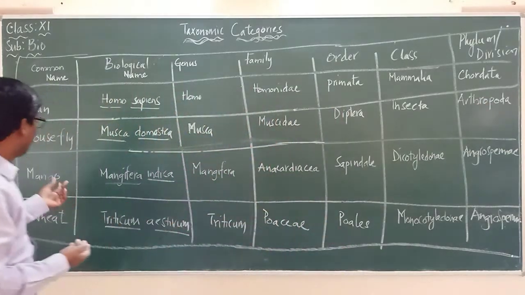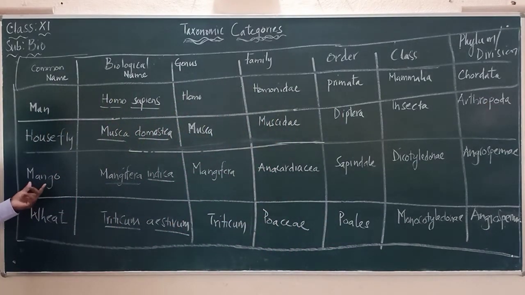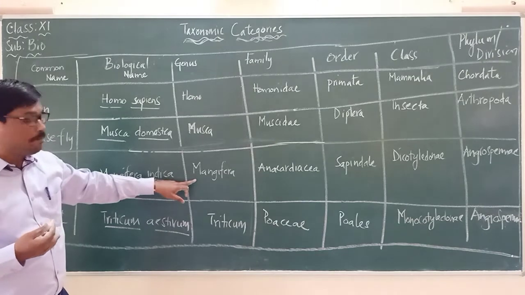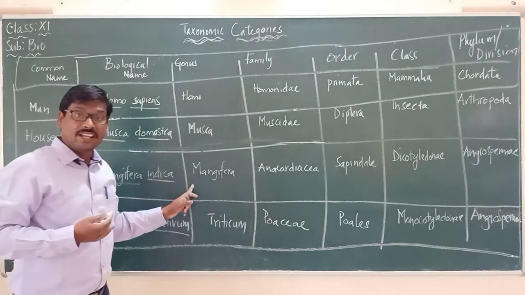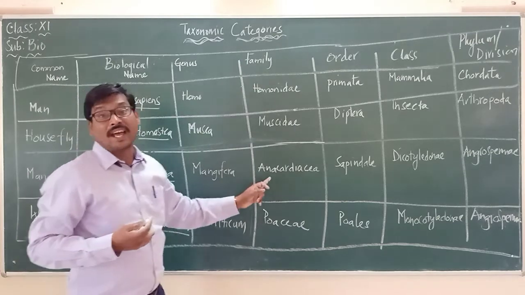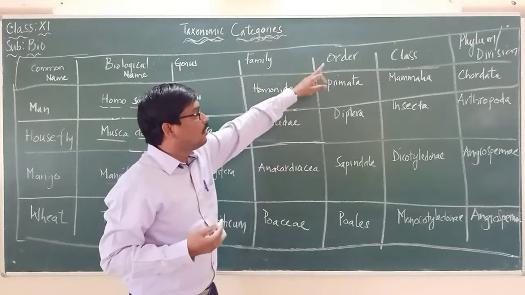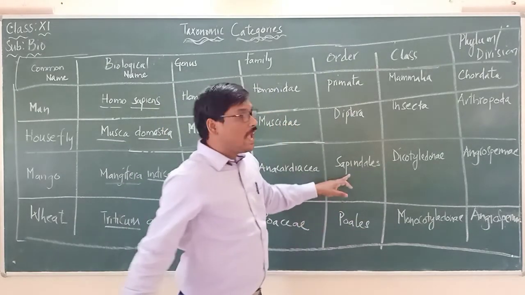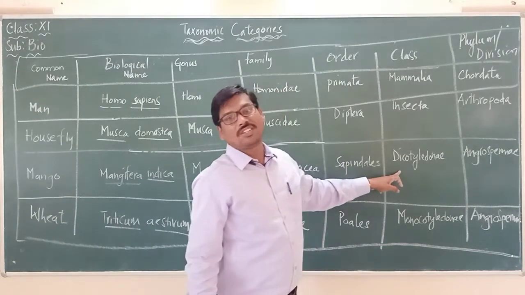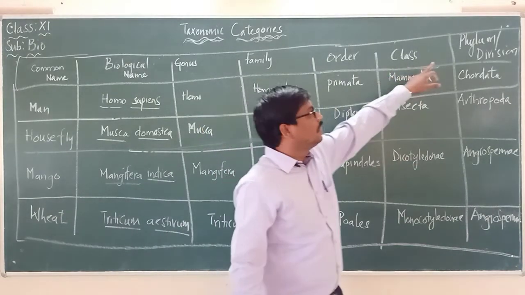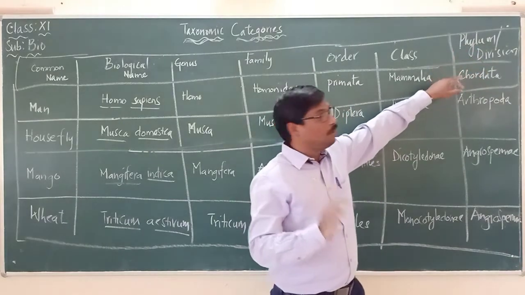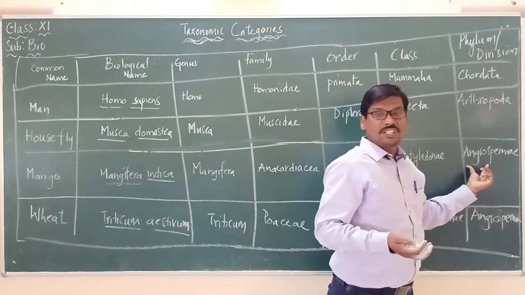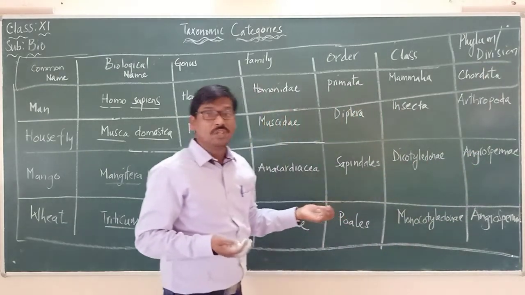The next one, mango. The scientific name is Mangifera indica, and the genus is Mangifera. The family it belongs to is Anacardiaceae, the order is Sapindales, please remember Sapindales, and the class is Dicotyledonae. And here we will not use the word phylum, we will be using division, because we are talking about plants. So it belongs to the division Angiospermae.